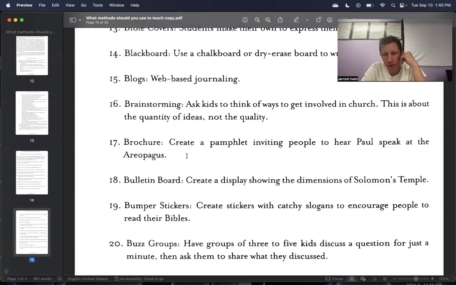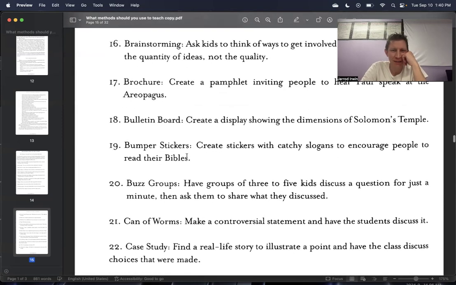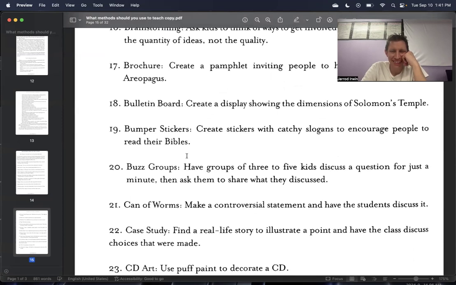Brochure: create a pamphlet inviting people to hear Paul speak at the Areopagus. Man, I would love to have been there to see that pamphlet. Yeah, you should go around killing Christians, now he's preaching to them, James is going for it.